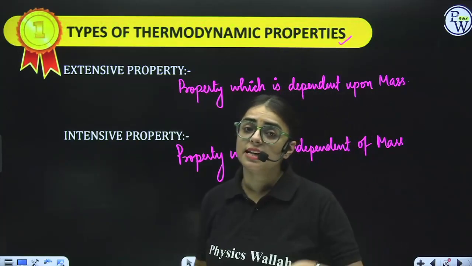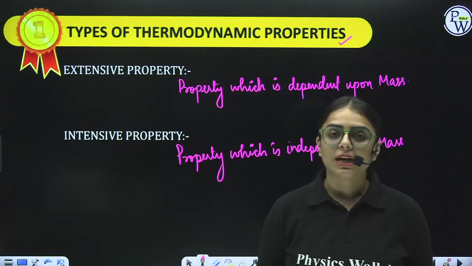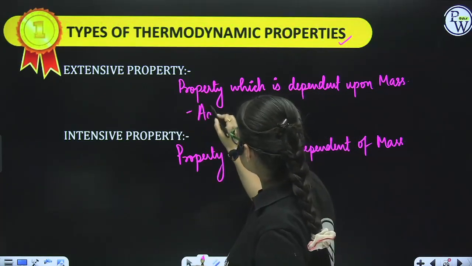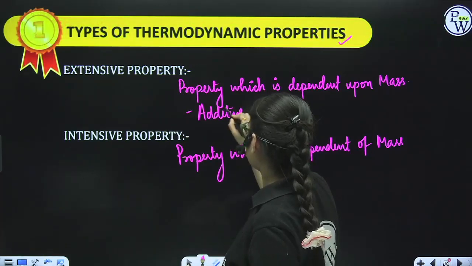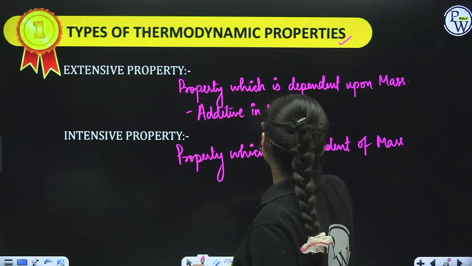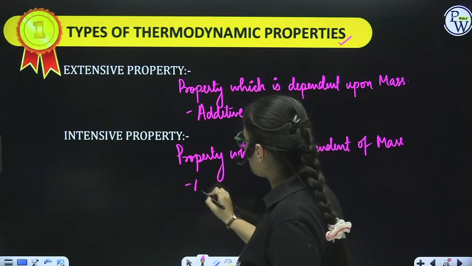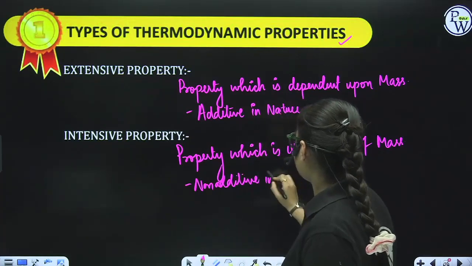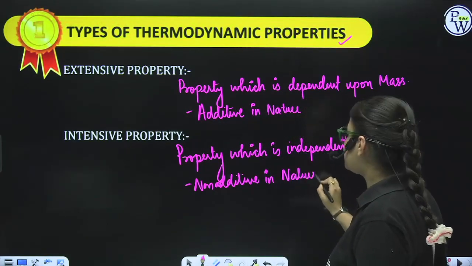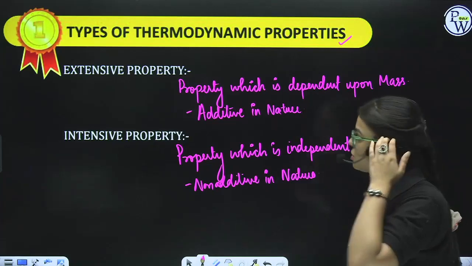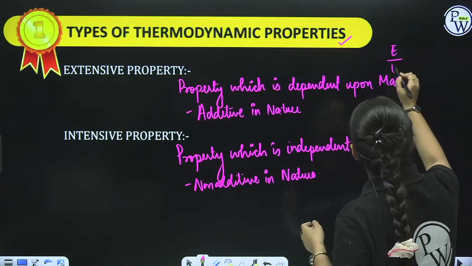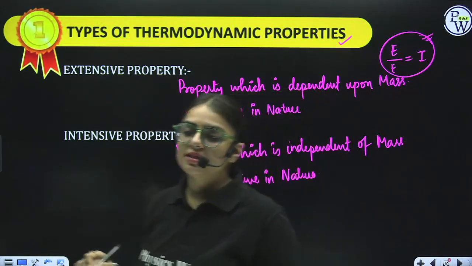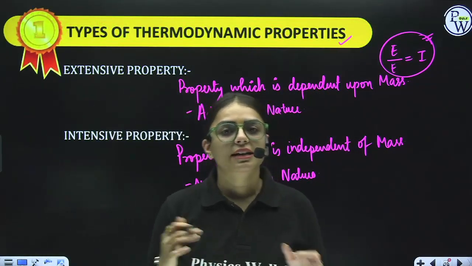Let me tell you, students, extensive properties are additive in nature while intensive properties are non-additive in nature. You can add extensive properties, they are additive in nature, while intensive ones are non-additive in nature. Other than this, students, if you divide two extensive properties, you will get an intensive one. Always remember this. If you divide two extensive properties, you are going to get an intensive property.